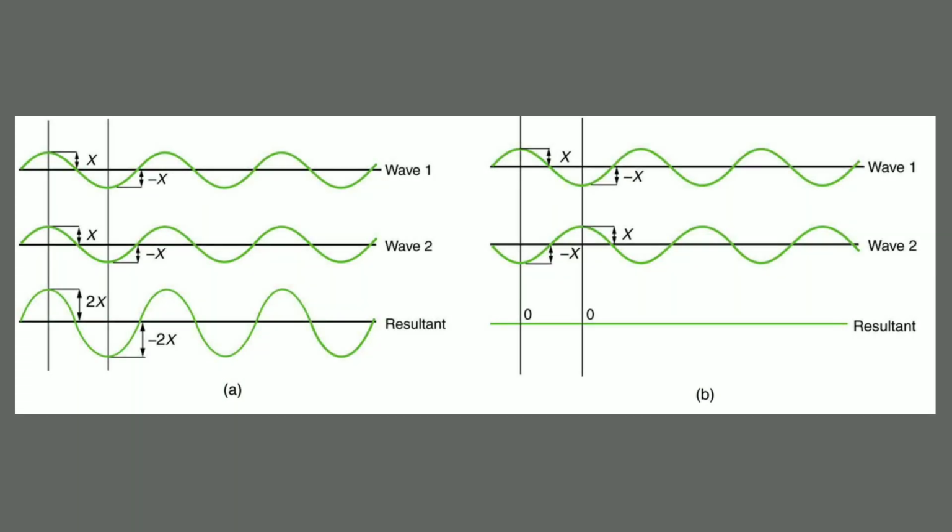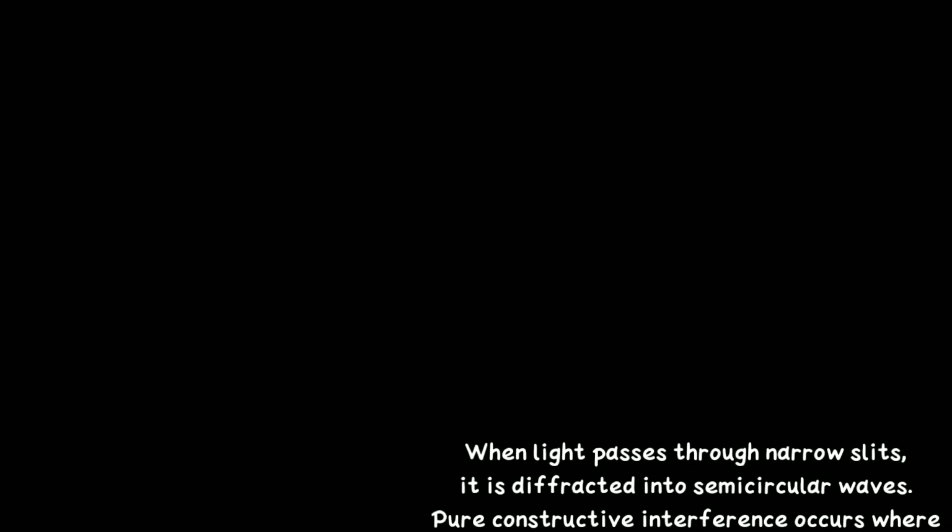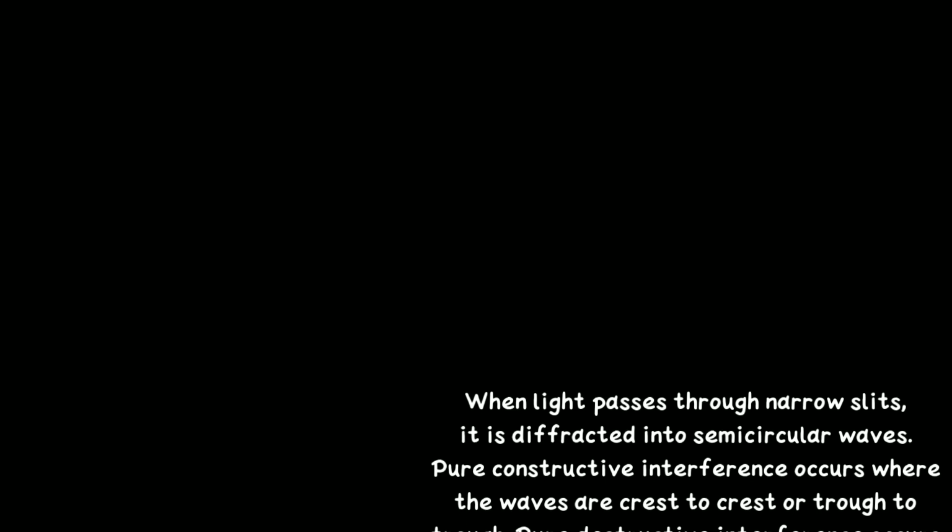In this picture, the amplitude of waves add. In A, pure constructive interference is obtained when identical waves are in phase. In letter B, pure destructive interference occurs when identical waves are exactly out of phase or shifted by half a wavelength. When light passes through a narrow slit, it is diffracted into semicircular waves.